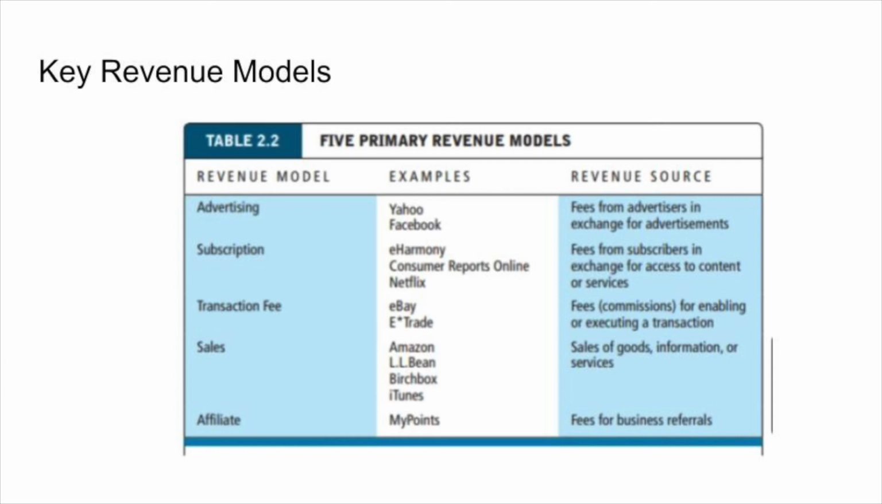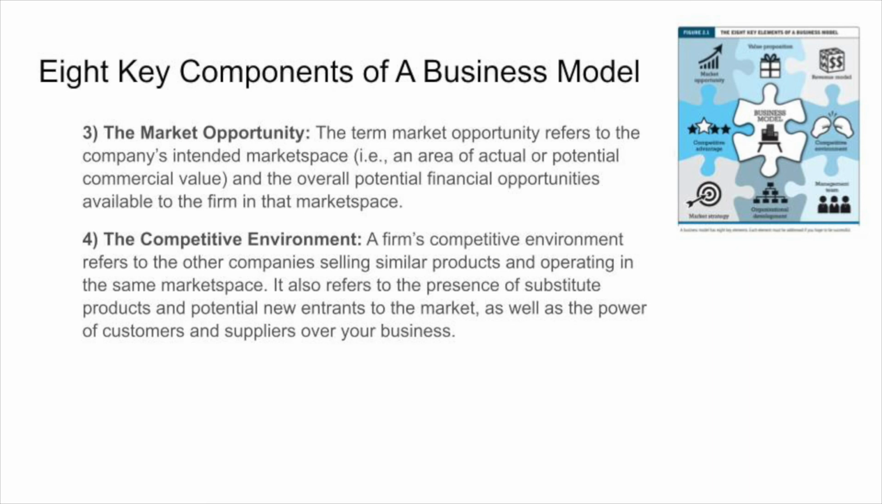And then there's the affiliate model, which is like bonus points, like Air Miles is kind of an affiliate model. So you get some benefit based on your usage again. It's really a referral type based system. The business model must identify too the market opportunity and what is the actual potential here. So we're trying to figure out, okay, what is the marketplace that the company is going to operate in? How big is it? What are the financial opportunities there?